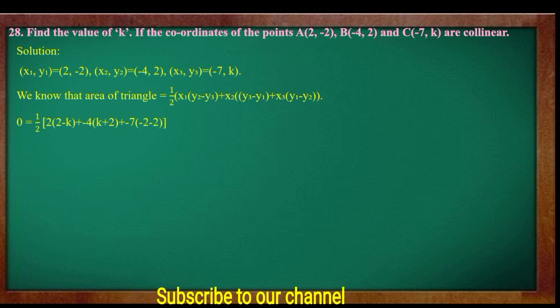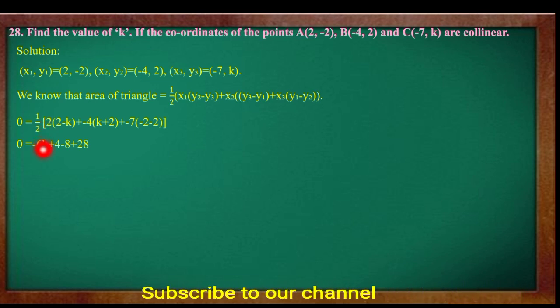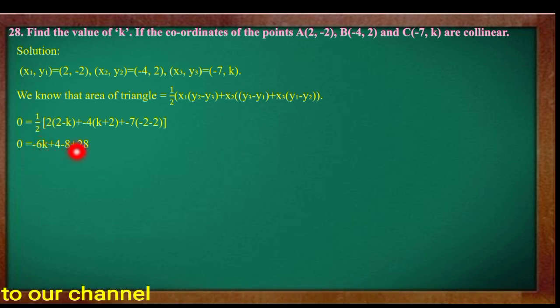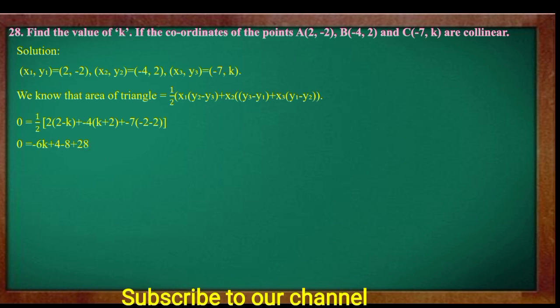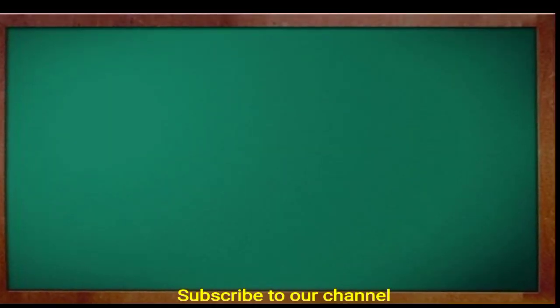Substituting values, we get 1 by 2 of minus 6k plus 4 minus 8 plus 28. On simplification, we get 6k is equal to 24, k is equal to 4, which is the value of k. Next question.